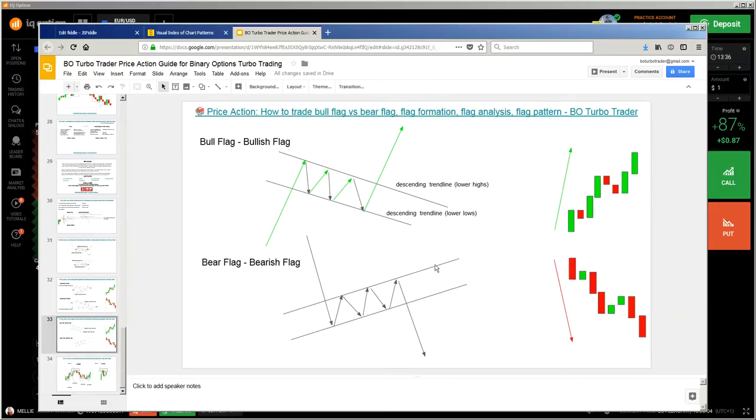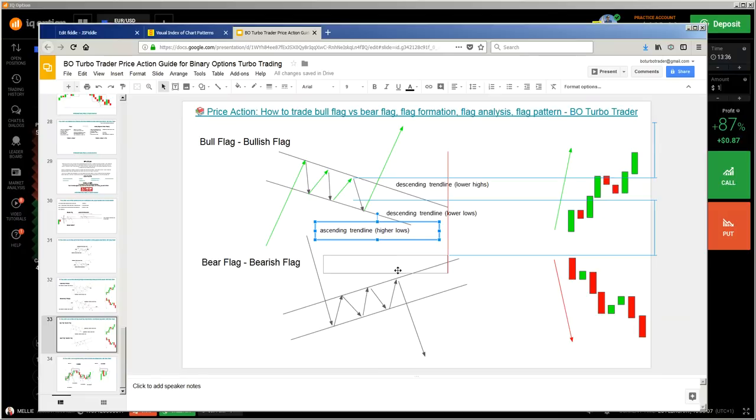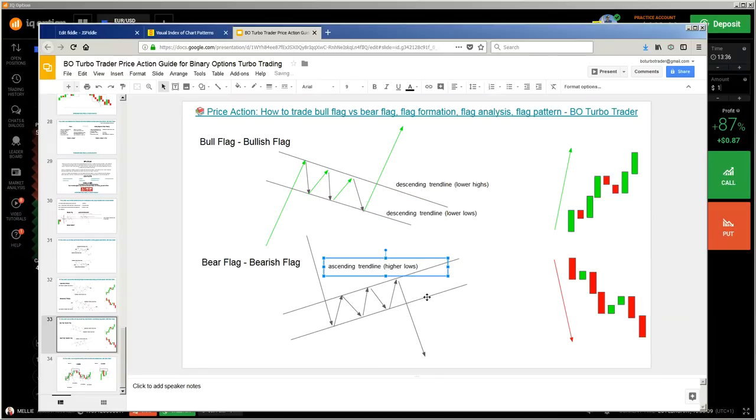So we have here, and copy paste. So we have here higher highs. Yes, this is higher highs because the next high is higher than the other highs, and here we have higher lows. So okay, this is how it goes.